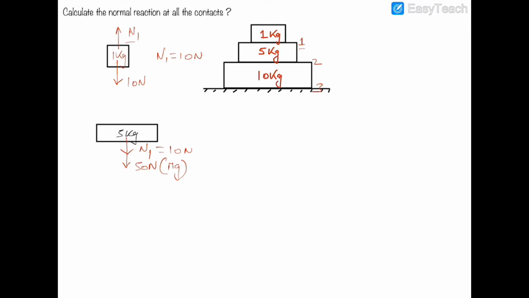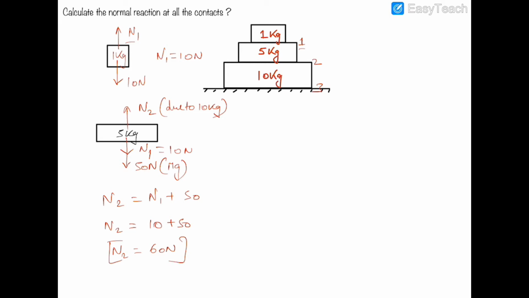Now there is another force acting on the 5 kg block in the upward direction, and this is the normal reaction N2 due to the 10 kg block. So N2 will be equal to N1 plus 50. N1 is 10 and the other is 50, so N2 will be equal to 60 newtons. So we have calculated this force N2. It is 60 newtons.